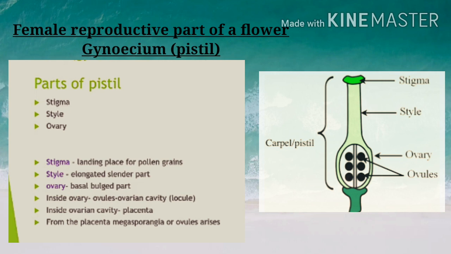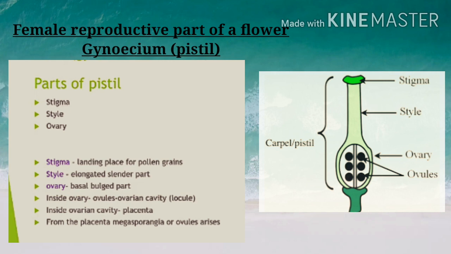Next, coming to the style. The style is a long slender stalk-like structure that holds the stigma. Once the pollen reaches the stigma, the style starts to become hollow and forms a tube called the pollen tube, which takes the pollen to the ovaries to enable fertilization.